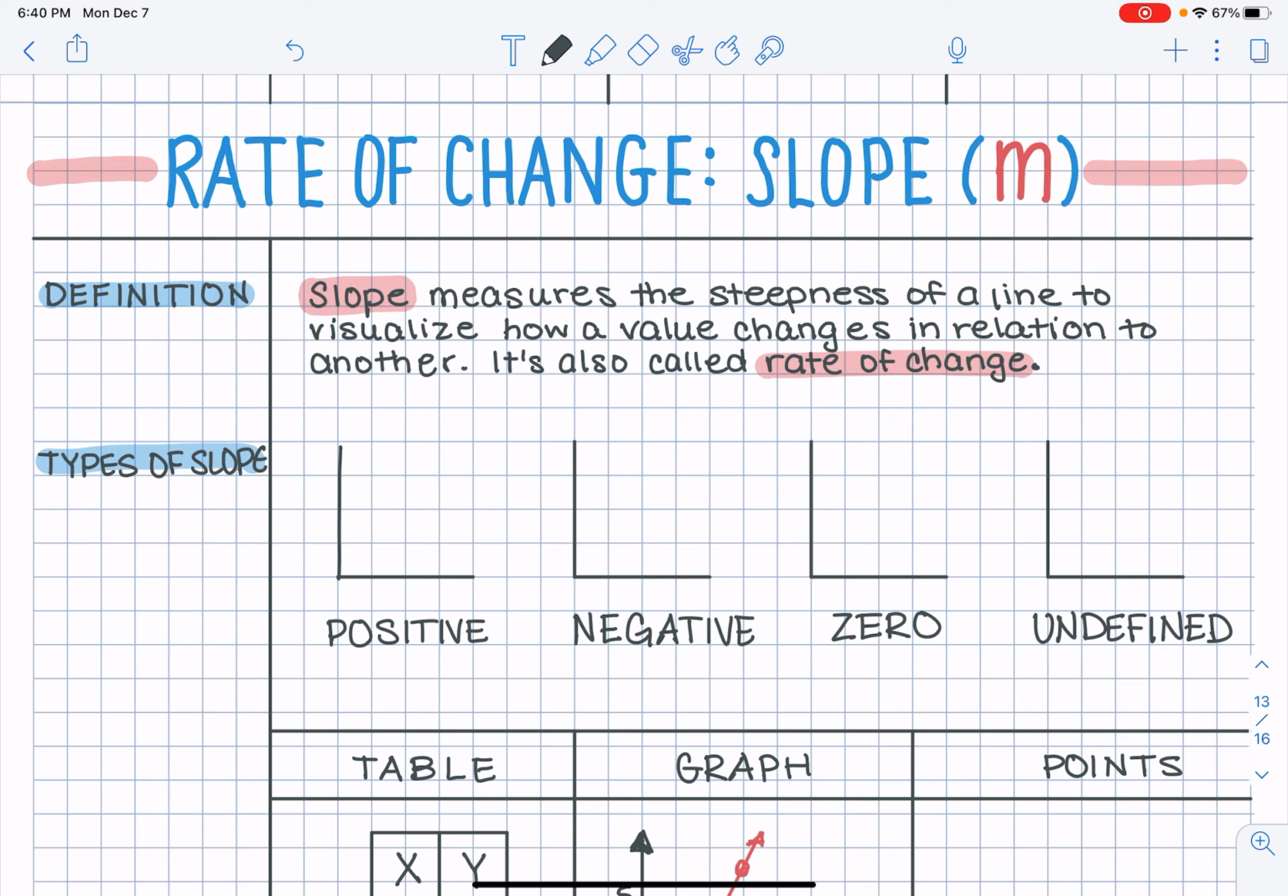Okay? So slope basically measures the steepness of a line to visualize how a value changes in relation to another. So the values we're going to talk about are going to show us how the x value and the y value change. Do they both get more positive? Do they both become more negative? Does one become positive and one become negative? It's going to help us see that. And because we're looking at change, slope is also sometimes called rate of change.